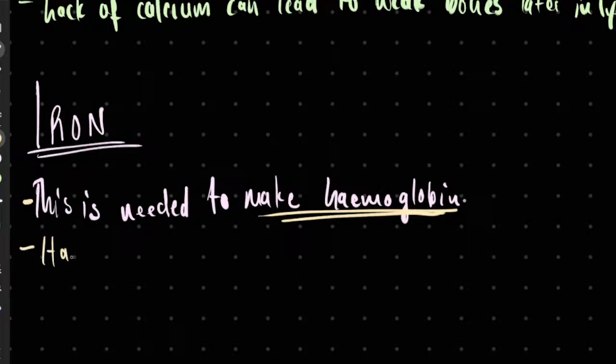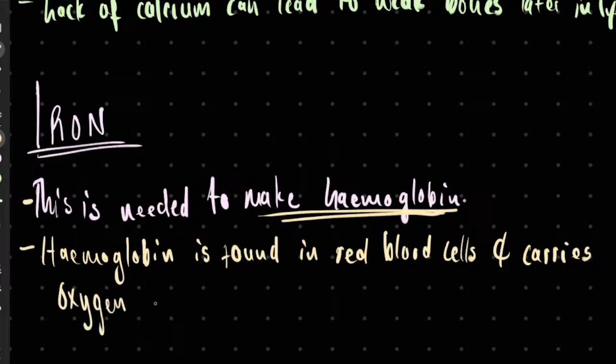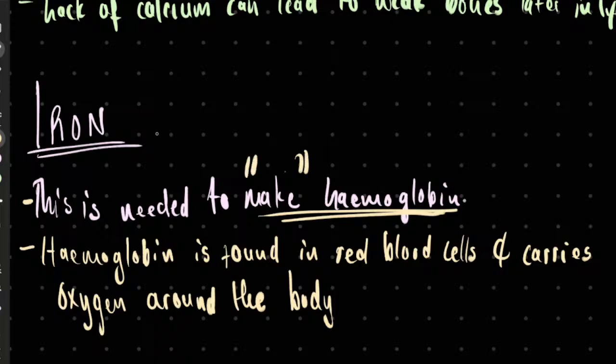And now write to say hemoglobin. Write with me to say hemoglobin is found in red blood cells and carries oxygen around the body. So to make hemoglobin, you need iron.